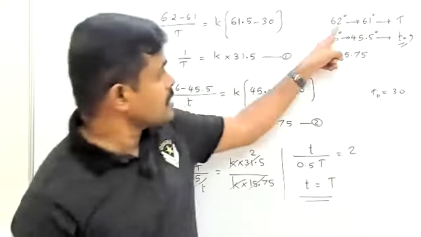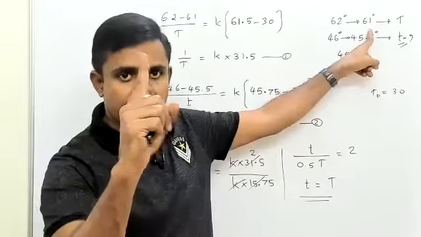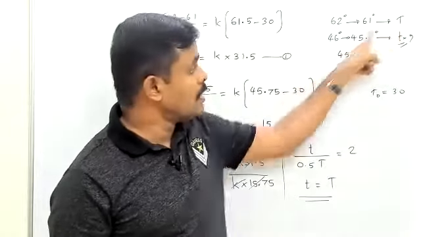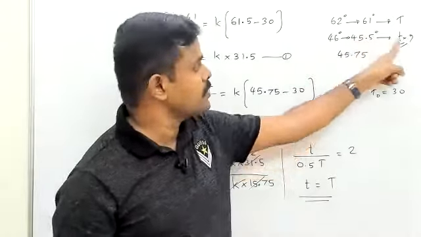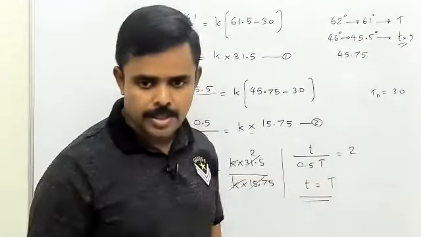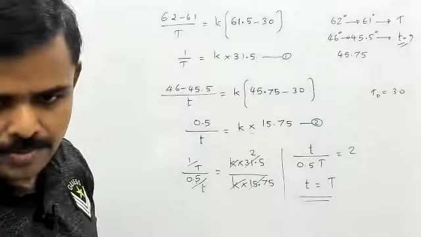Look at that. 62 to 61, a 1 degree difference, takes T minutes. 46 to 45.5, only half a degree, that also would take T minutes. Did you understand these questions? There are 2 more questions remaining apart from the 3 homeworks that I gave in the last class. Homeworks remain homework. I'll send the solutions after the class. For these questions, I'll tell you the solution.